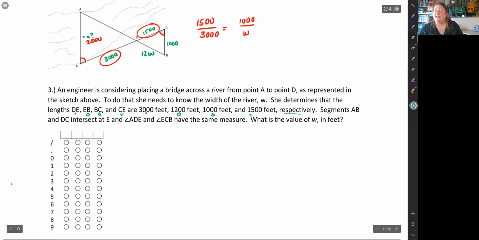If you feel better with the cross multiplication, you can do it, but I promise it will work out to be 2,000, and we will just bubble that in. Look a little like that.